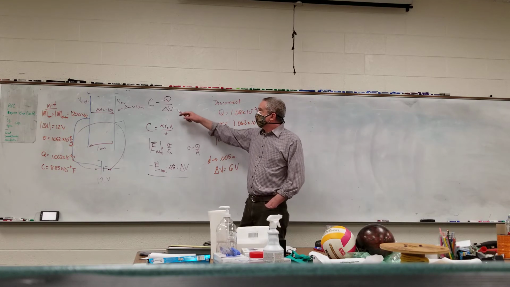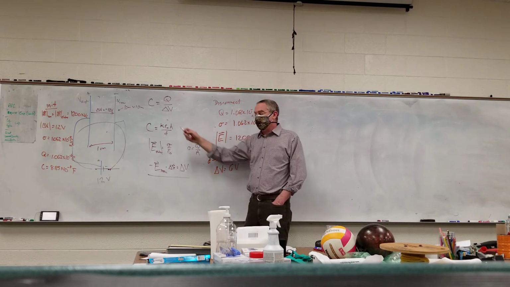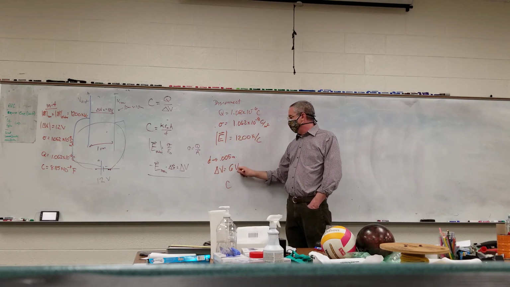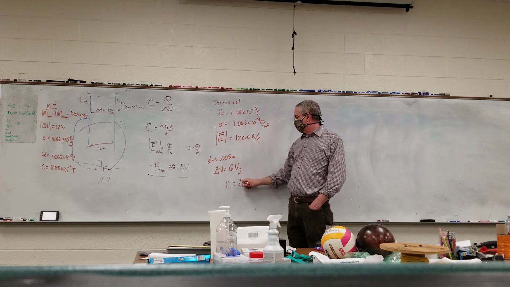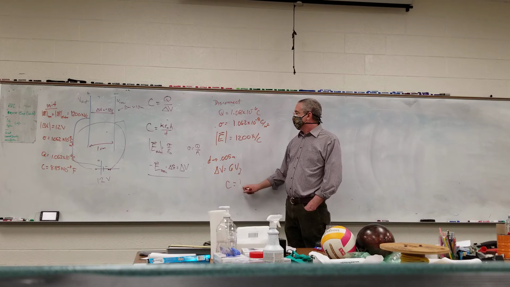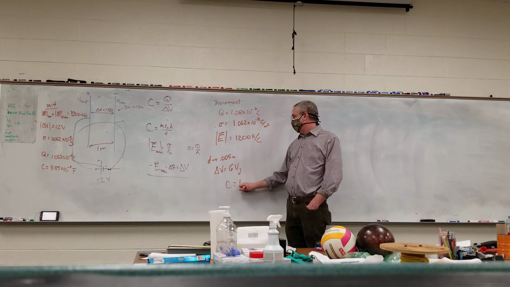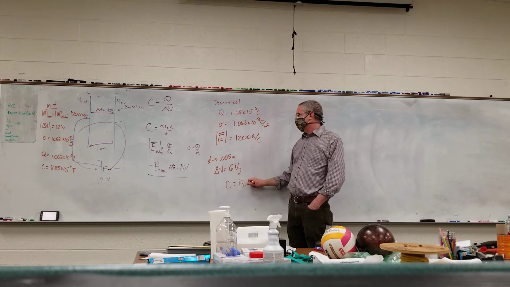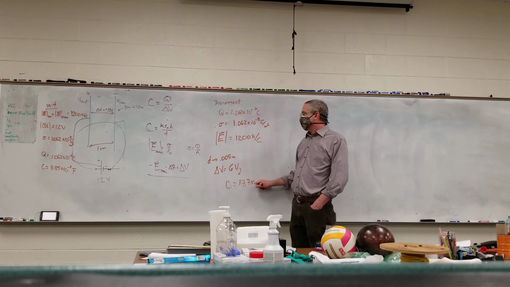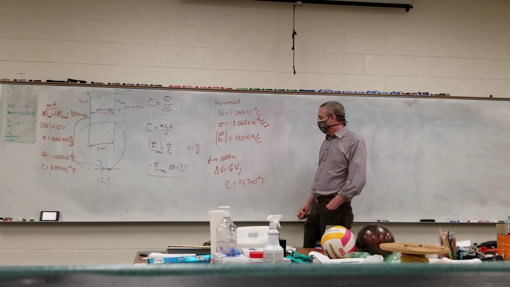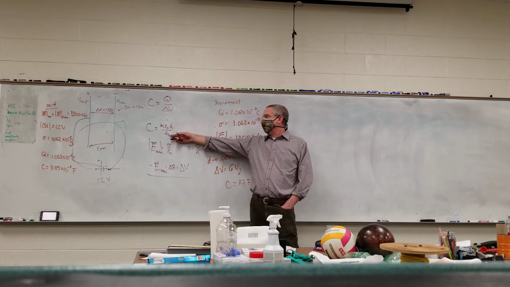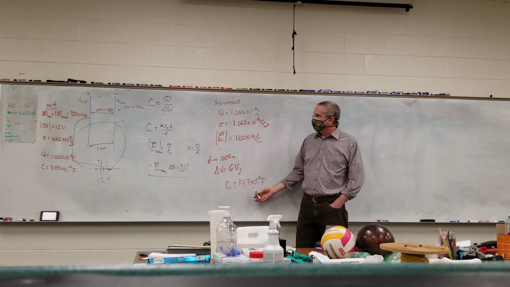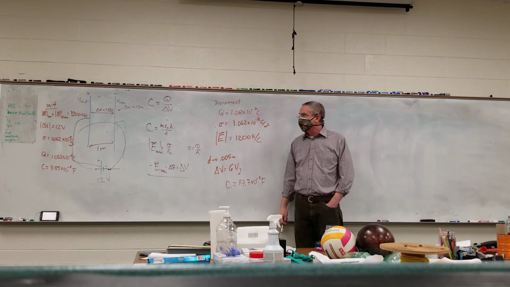My capacitance, I have the same amount of charge, but I have half the voltage, so my capacitance actually doubles. Sorry, wrong one. 17.7 times 10 to the negative 8 farads. Or from this equation right here, if D is cut in half, then the capacitance should double, which, if I did the math correctly, is what happens here.